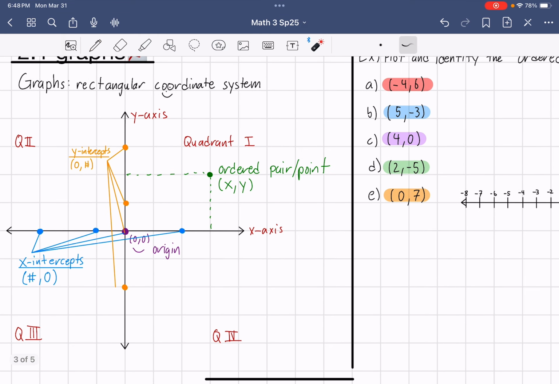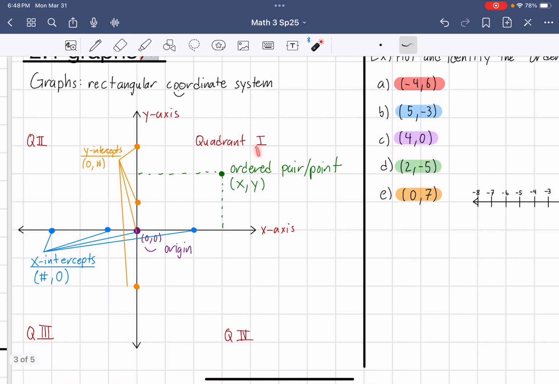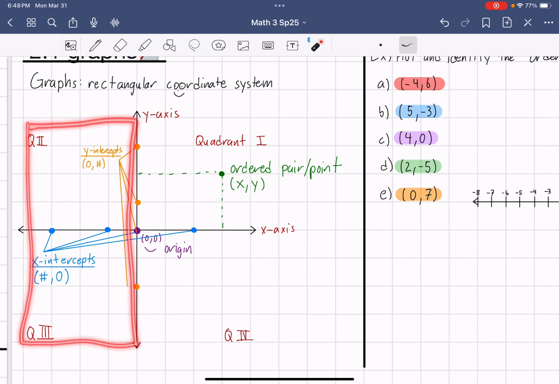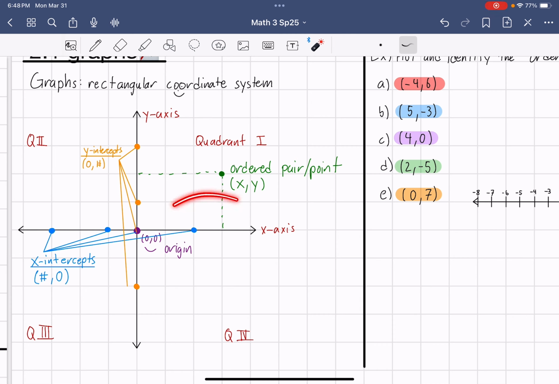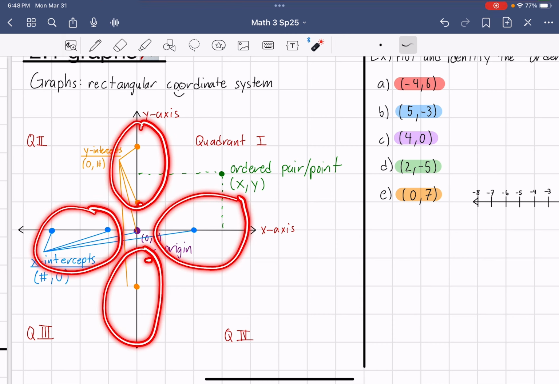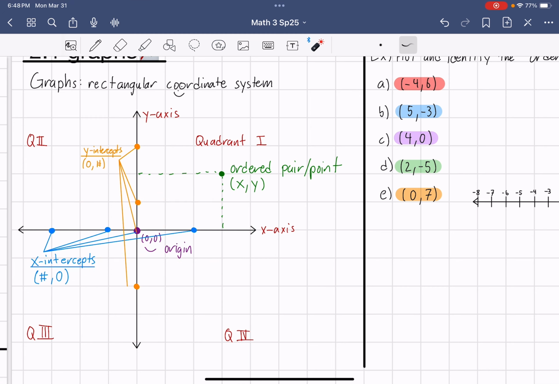Now don't forget, the x coordinates in the first and fourth quadrant are all positive. The y's in quadrant 1 and 2 are all positive. In quadrant 2 and 3, all the x's are negative. In quadrant 3 and 4, all the y's are negative. So something to remember: positive x's, positive y's, negative x's, negative y's. Just some quick recap.